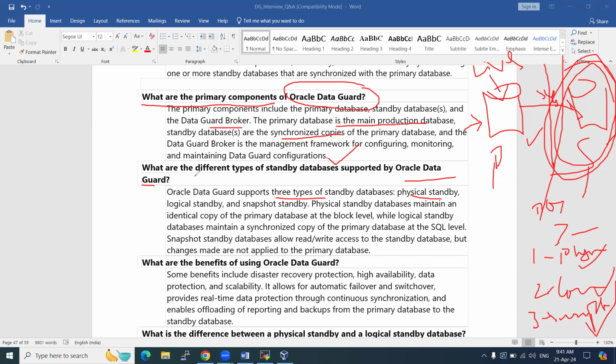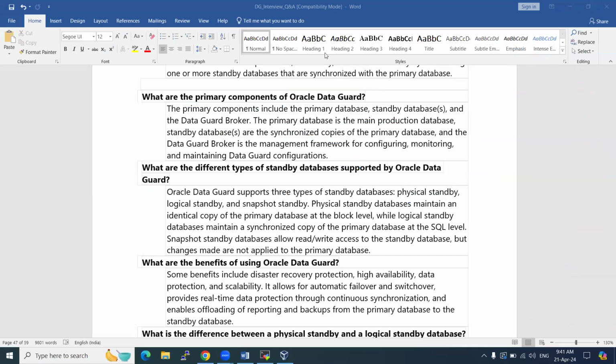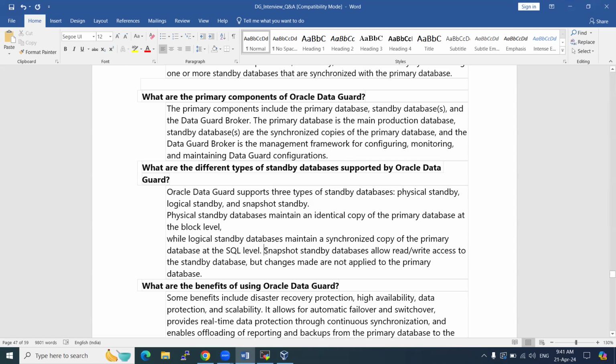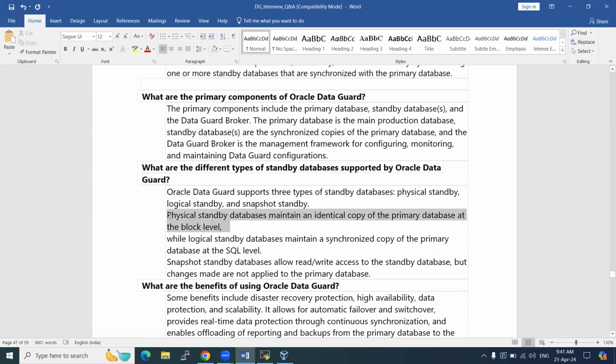What are the different types of standby databases? We have three: physical standby, logical standby, and snapshot standby. And we need to go through each individually too. What is the use of physical standby database, logical standby database, and snapshot standby database? Interview questions, right? A physical standby database is an identical copy of your primary database, block by block.